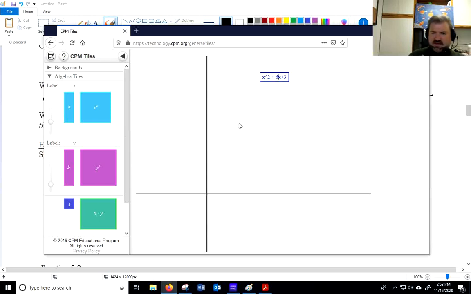Let's say I had x squared plus, I don't know, 8x plus 10. So what would I have to add to make this into a perfect square trinomial? We've got this x squared again, right? And then we've got 8 x's. So I'm going to put half of them here, right? And I'm going to put the other half over here.